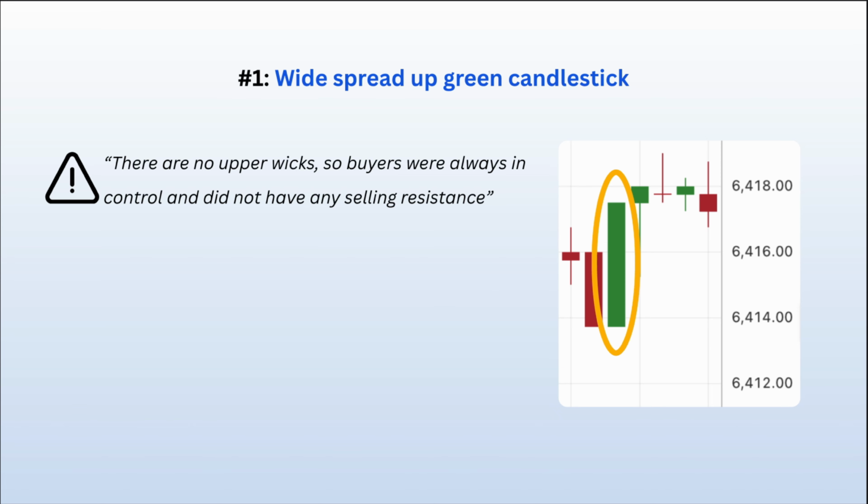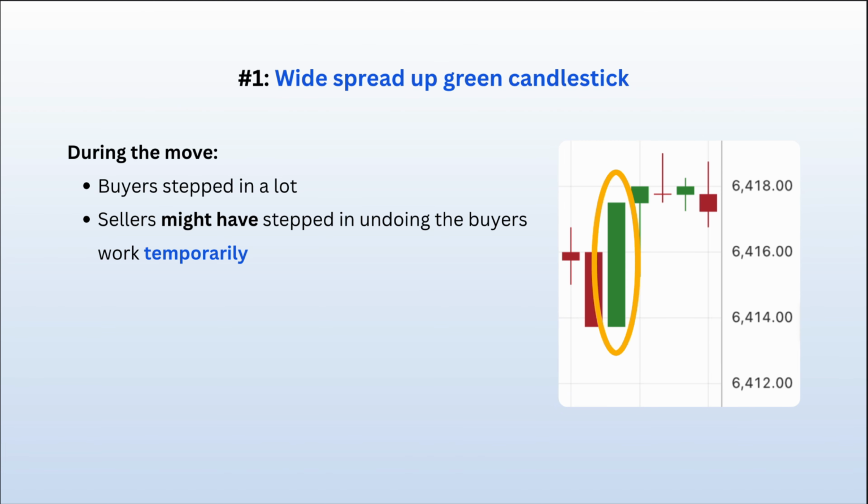In general, we do have the following. We know that during the move, the buyer stepped in a lot. And I say a lot because the rectangle is wide. And yes, sellers might have stepped in, undoing the buyer's work temporarily. And this stepping in of the sellers would have created an upper wick temporarily. But even if the seller stepped in, buyers regained control and showed strength overall. And when the buyer stepped in again, they erased the temporary upper wick that was created due to the seller's resistance.